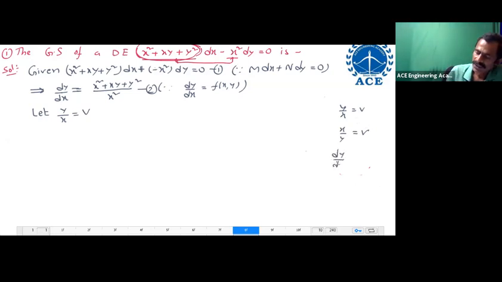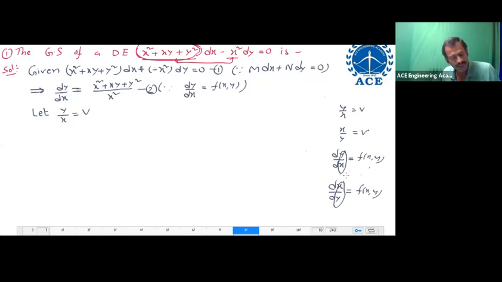Suppose the equation is dy by dx equal to f of x comma y, then take y by x equal to v. Or if the equation is dx by dy equal to f of x comma y, then take x by y equal to v. Or you can take any one, no problem. Now I am taking y by x equal to v. So we are introducing some new variable v. Whenever we introduce some new variable like this, then you have to change dy by dx in the equation.